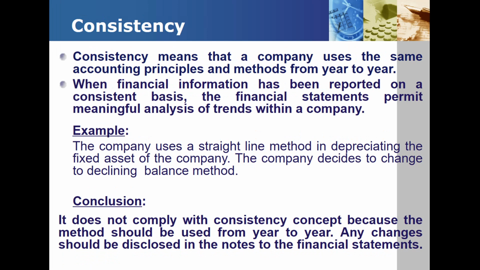5. Consistency. Consistency means that a company uses the same accounting principles and methods from year to year. When financial information has been reported on a consistent basis, the financial statements permit meaningful analysis of trends within a company. Example: the company uses a straight-line method in depreciating the fixed asset of the company.